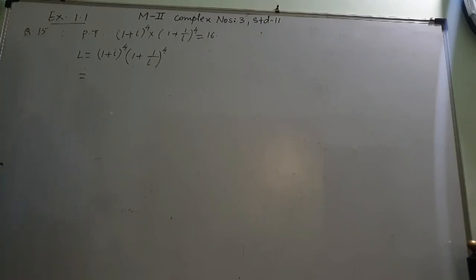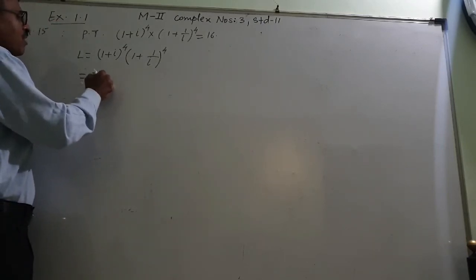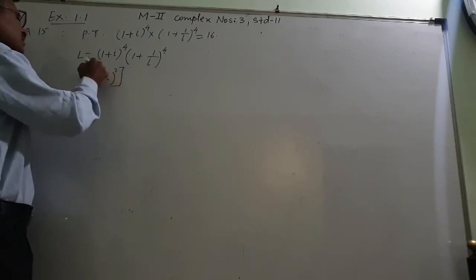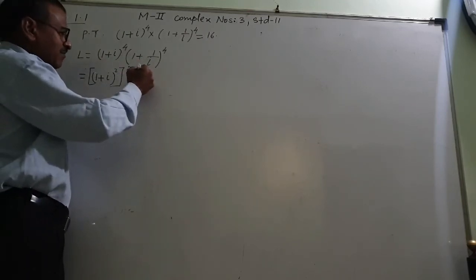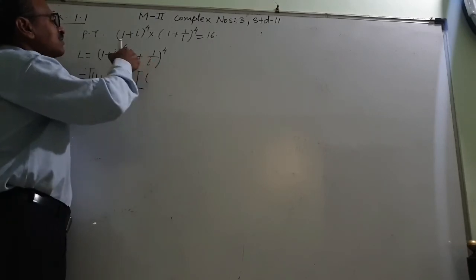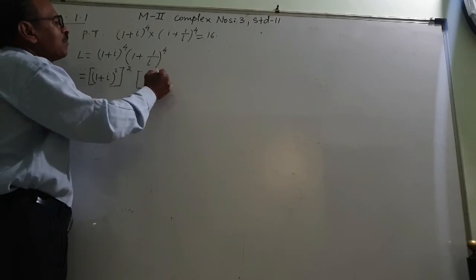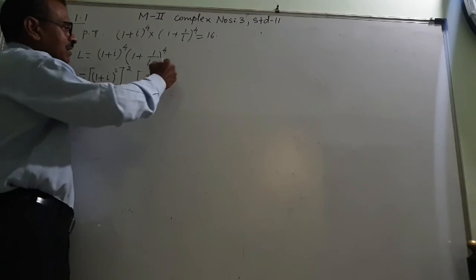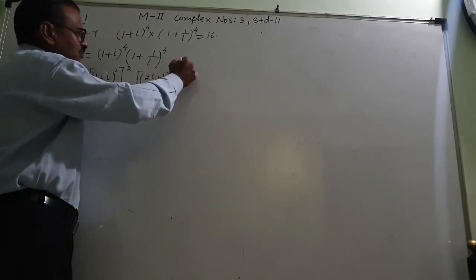This I can't do like this. So what I will do is, I will write (1 plus i) raised to 2 and its square. This way I will write. Then this I will write as, cross multiplication. So what is the cross multiplication? (2i plus 1 upon i). This is the cross multiplication. Bracket square and whole raised to 2.